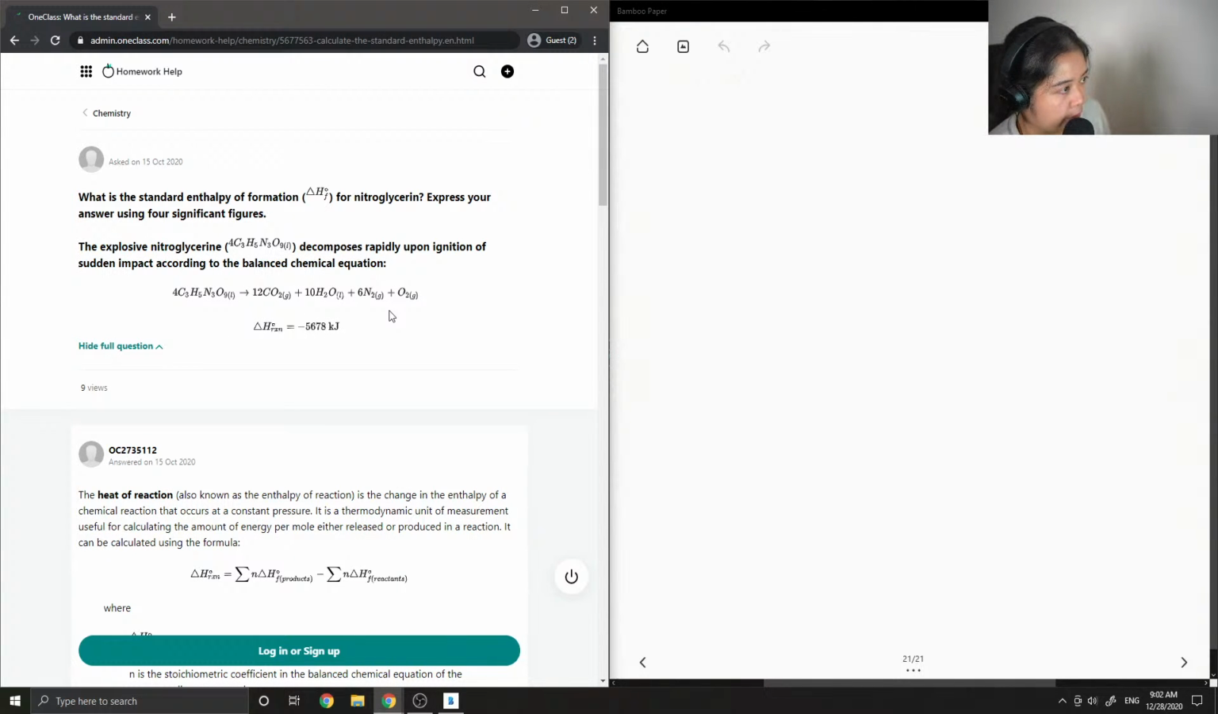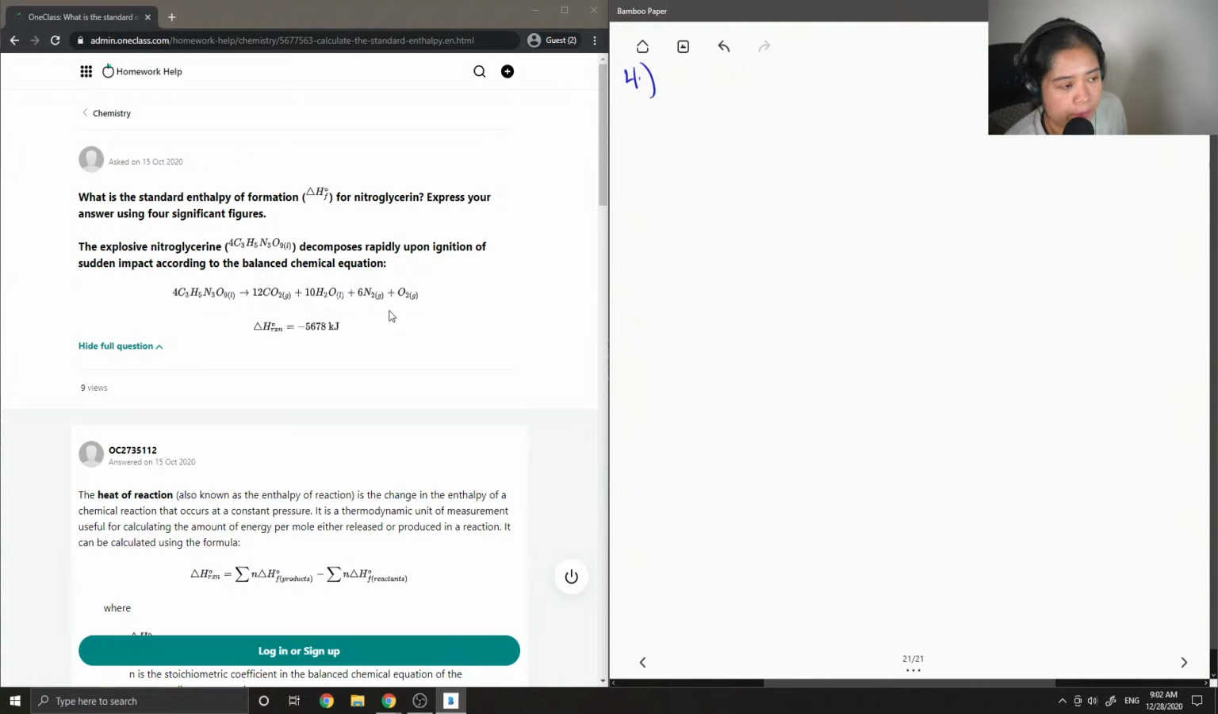Okay, so question 4. What is the standard enthalpy of formation for nitroglycerin? Express your answer using 4 significant figures. The explosive nitroglycerin decomposes rapidly upon ignition or sudden impact according to the balanced chemical equation. So let me write this down as well.